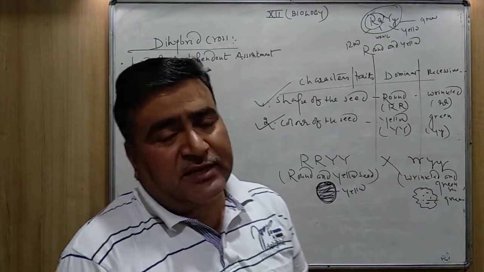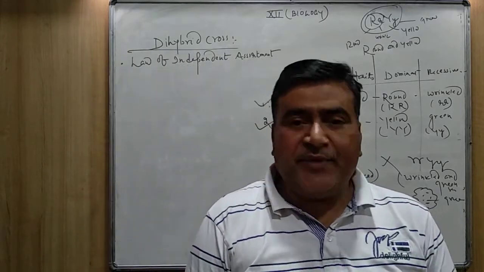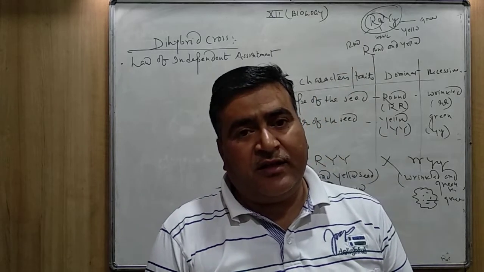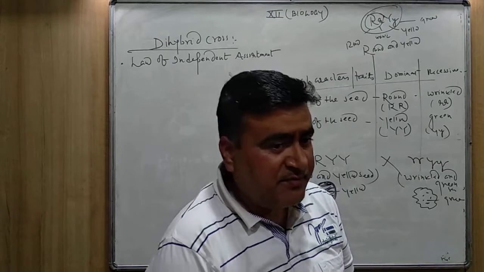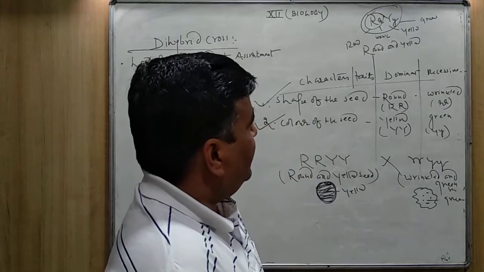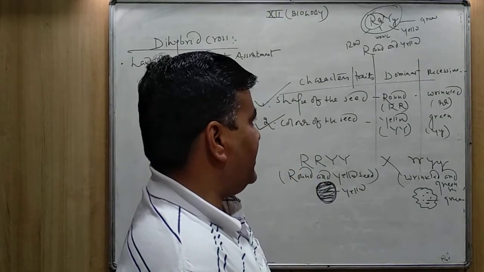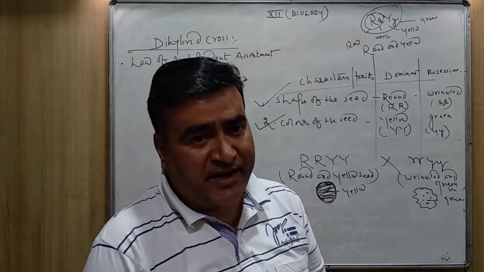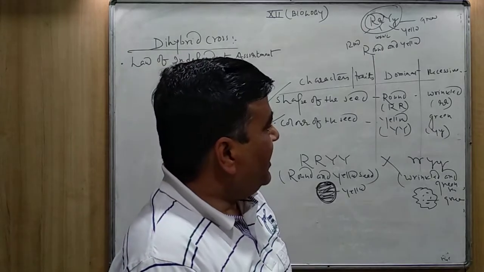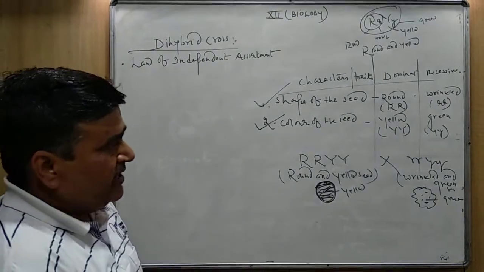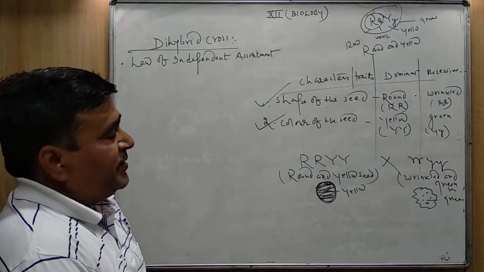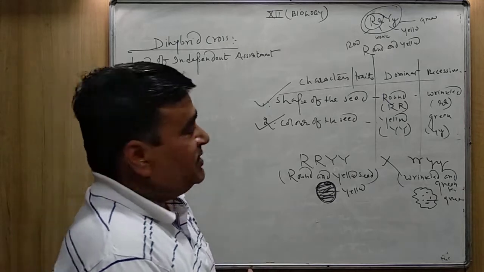So round is the dominant trait and wrinkled is the recessive trait. Yellow, in the case of color, is dominant over green. And I am going to make a cross, a dihybrid cross. I will explain by taking this example.